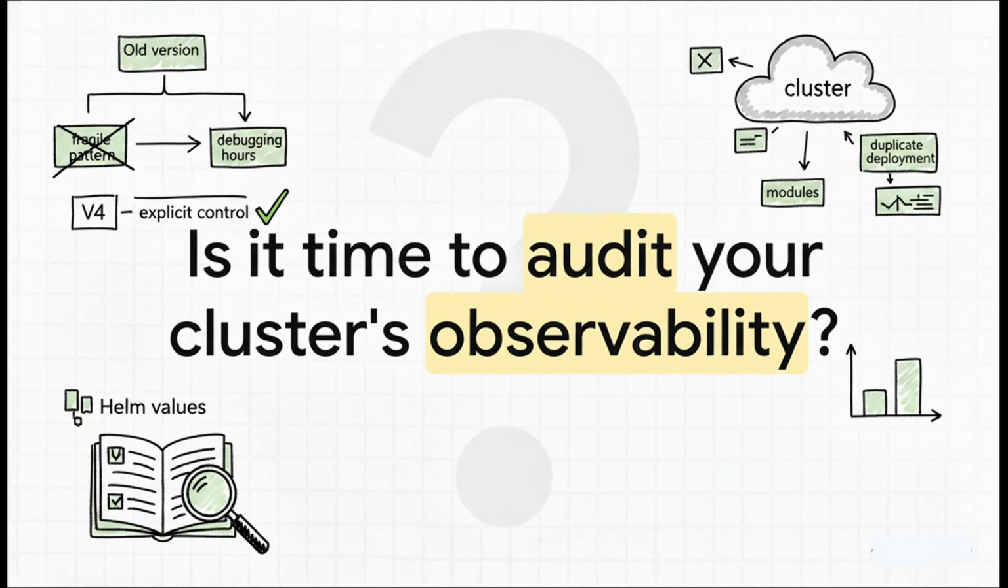So we've seen how version 4 entirely removes the guesswork. It stops those surprise duplicate deployments dead in their tracks, it breaks down bloated configs into clean modular files, and it saves massive amounts of memory by replacing those dangerous bulk lists with explicit control. So I'm going to leave you with this question. With V4 replacing all these fragile patterns, is it time to audit your own cluster's observability stack? Are your current tools actually working for you, or are you secretly working around them every day? Take a hard look at your current Helm values and see where explicit control could literally save your team hours of late-night debugging.